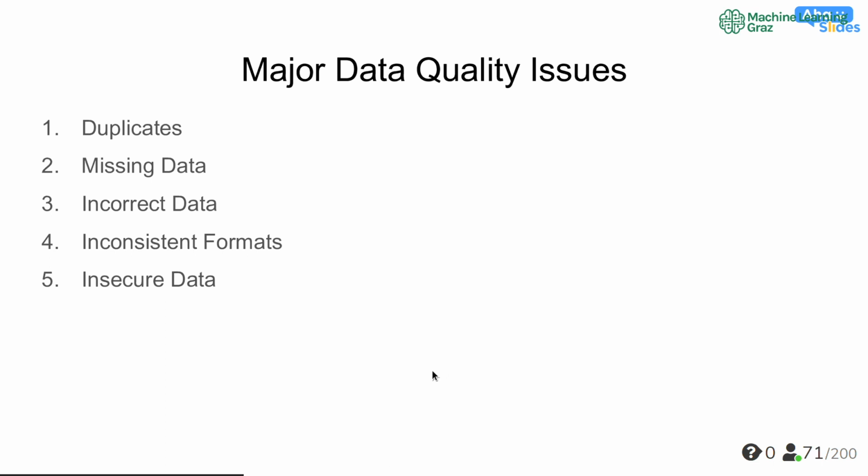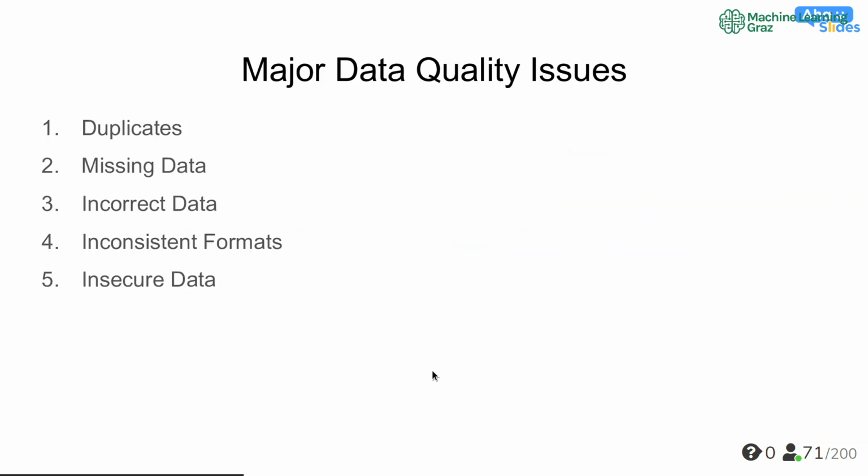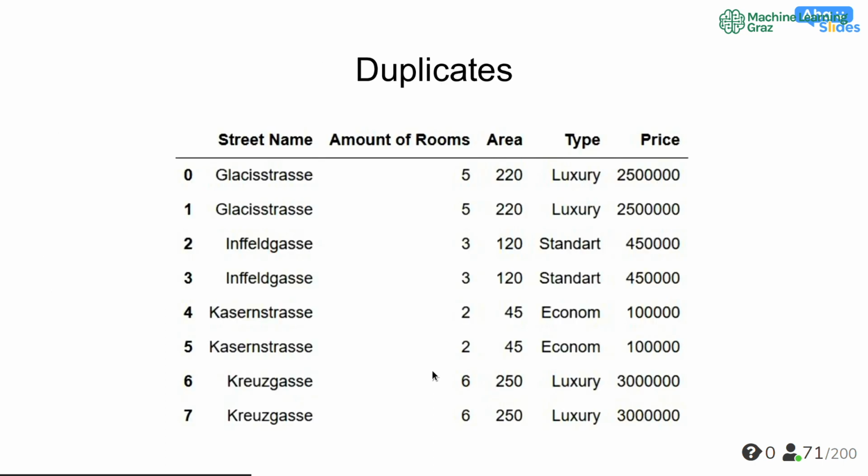I decided to focus on these problems as they are more common to all data sets, independent from the application, and usually happen all the time, because some industry-specific data sets have different problems. So first are duplicates, missing data, incorrect data, inconsistent formats, and insecure data. We will start with duplicates, and as the name suggests, the data is duplicated.